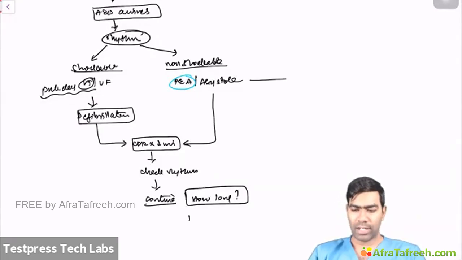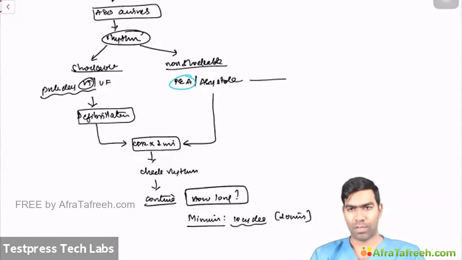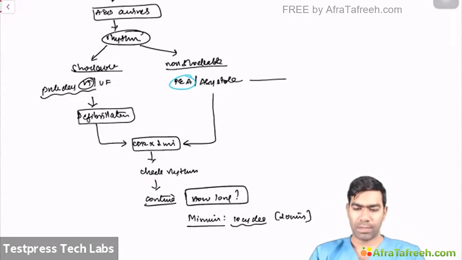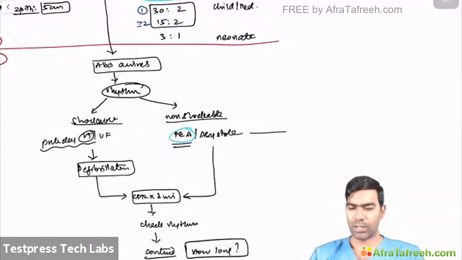But guidelines are telling the minimum you have to give is 10 cycles of CPR, which means at least 20 minutes. This is the least minimum you have to try. Minimum number you have to try is 10 cycles or 20 minutes of CPR. But maximum how long? We don't know. PEA is pulseless electrical activity. That is what we refer to as PEA.